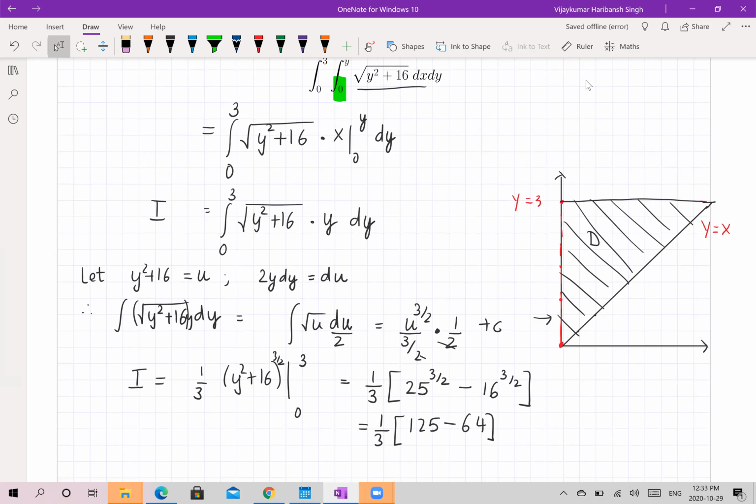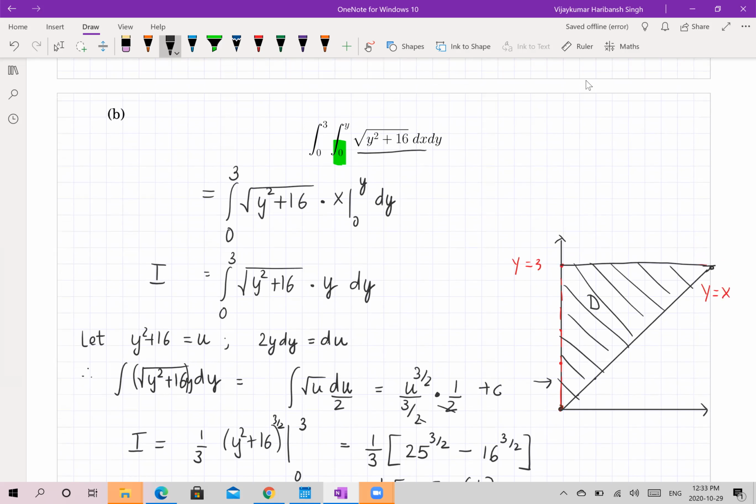Again, I'm drawing these regions. We don't really need to draw the region unless we have to change the limits of integration. But I'm just showing you what the region D on which you're integrating looks like.